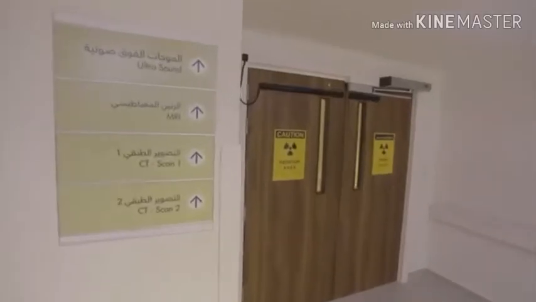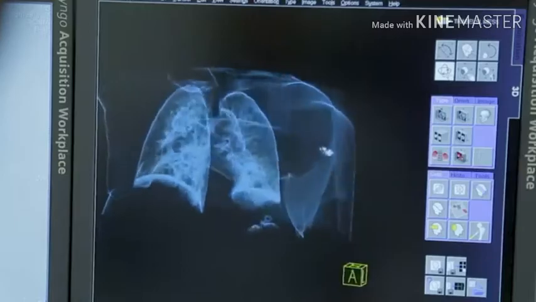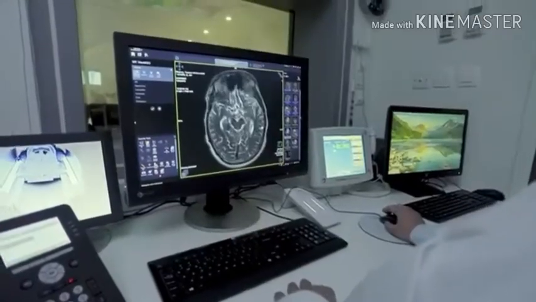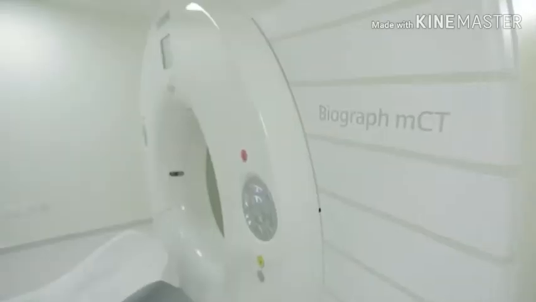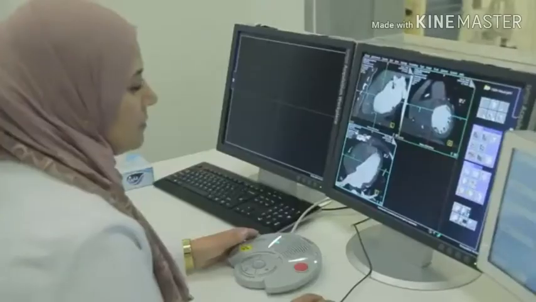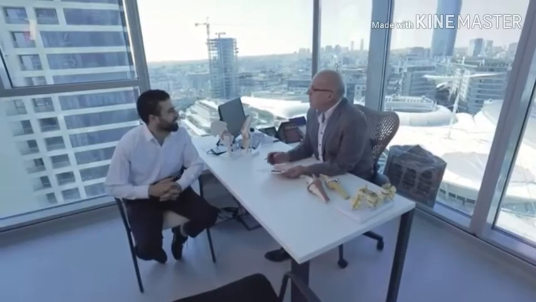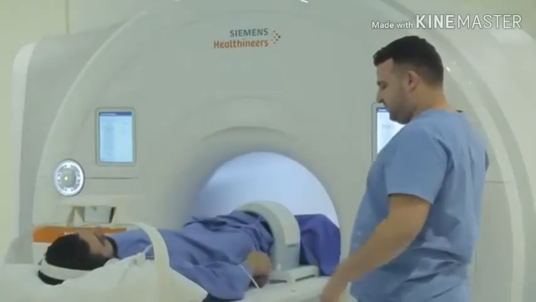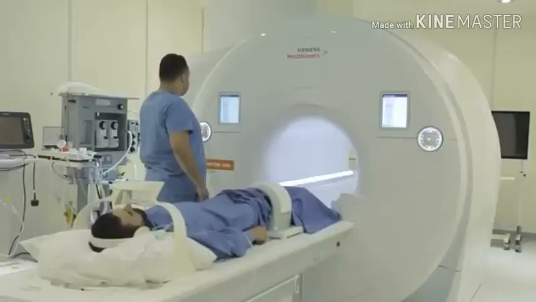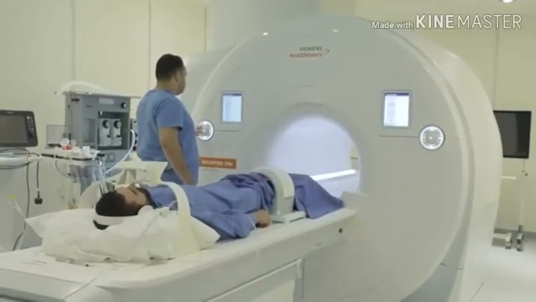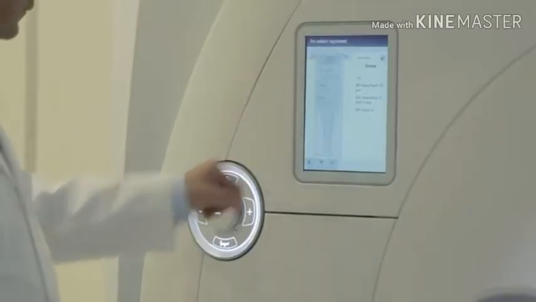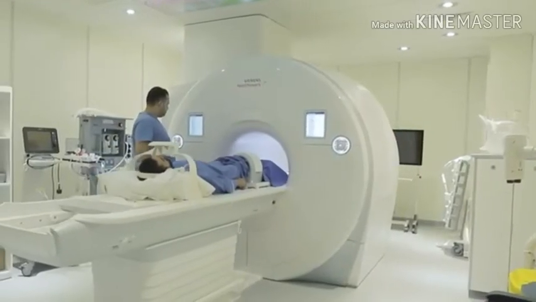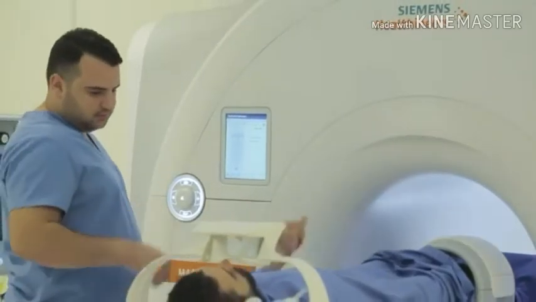Third is the radiology department. The radiology department is the medical discipline that uses medical imaging to diagnose and treat disease within the bodies of animals, including humans. A variety of imaging techniques, such as X-ray radiography, ultrasound, computed tomography or CT scan, nuclear medicine including positron emission tomography or PET, and magnetic resonance imaging or MRI, are used to diagnose or treat disease.